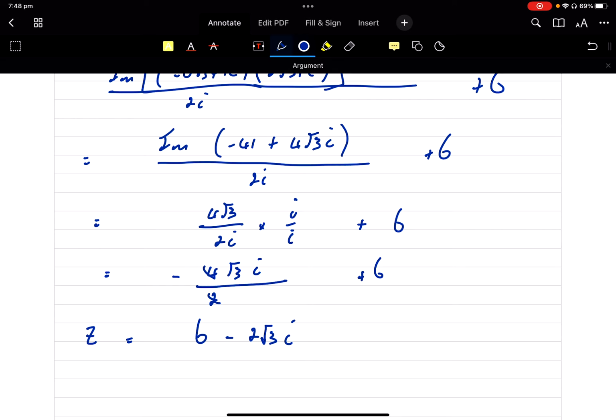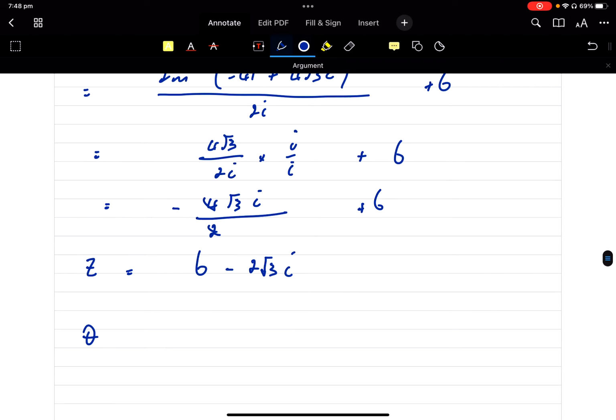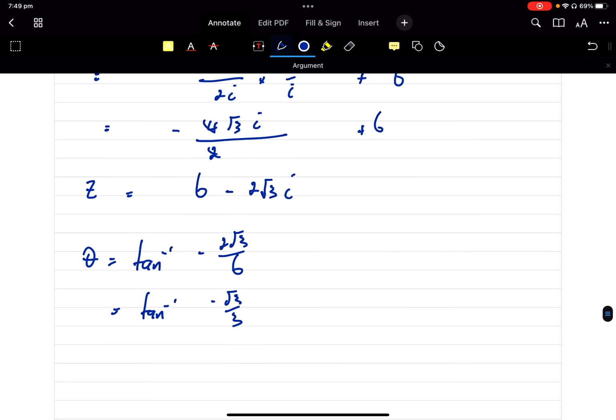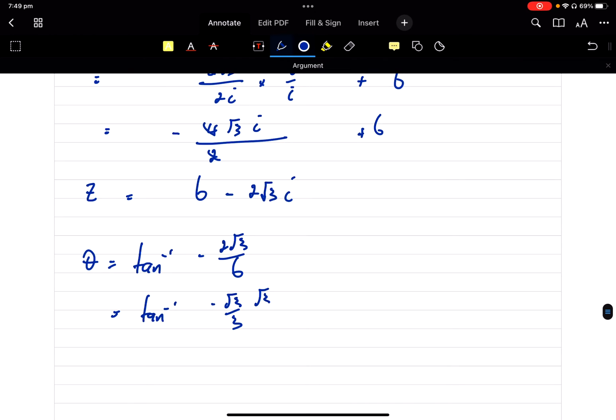Okay. The argument is theta, which is arctan of y on x, which is root 3 on 3. That's not something that we recognise readily, but if I do a backwards simplifying, that thing there is going to be 3 on 3 root 3, which is 1 on root 3 with a negative there.